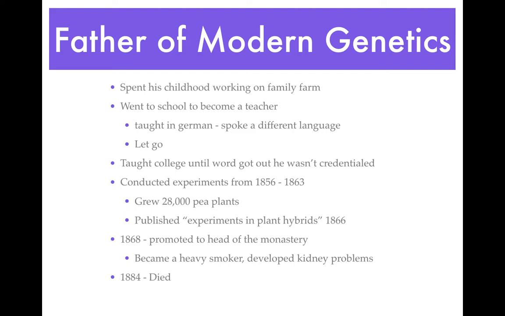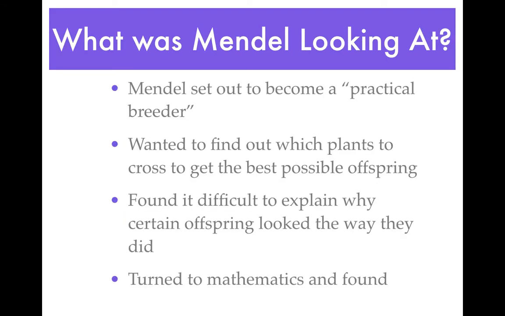In 1868, though, he did get promoted to the head of the monastery. He was a very smart man. He did things to help him. In the process of the stress of running a monastery, though, he became a heavy smoker. There were no warnings on cigarettes at the time. He developed kidney problems, which you can get from smoking. And in 1884, he died. Again, not knowing what he had contributed to modern biology.